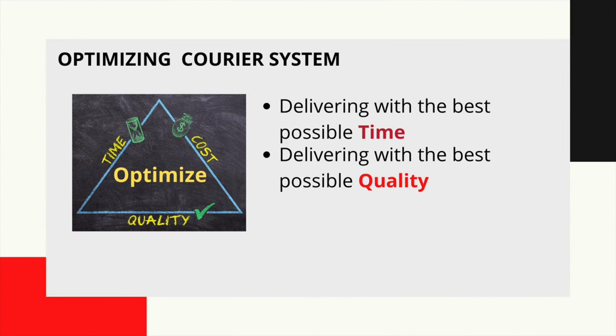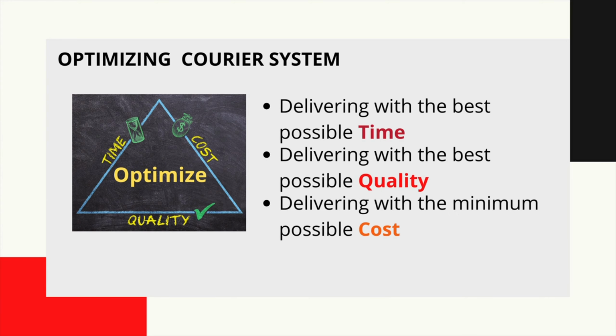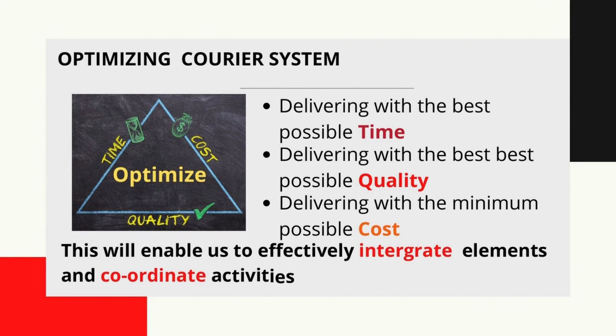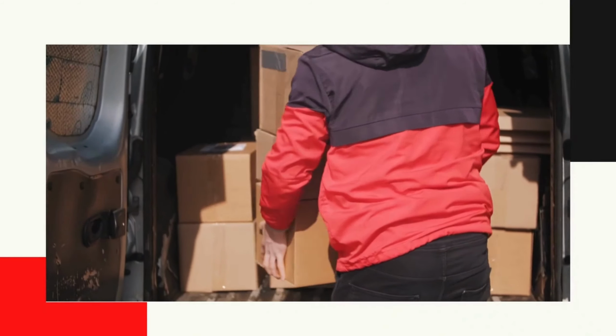We need to deliver with the best possible quality. For customers, this means zero damage to their packages, delivery on time, good feedback and tracking system. Furthermore, we also have to operate with the minimum possible cost. This will also result in good pricing for the customers. Now, this will enable us to effectively integrate elements and coordinate activities of the courier system. Let's now look at how we can do that.